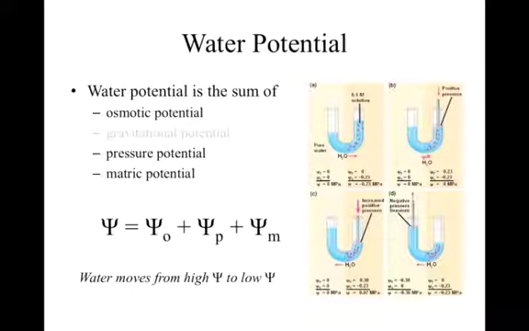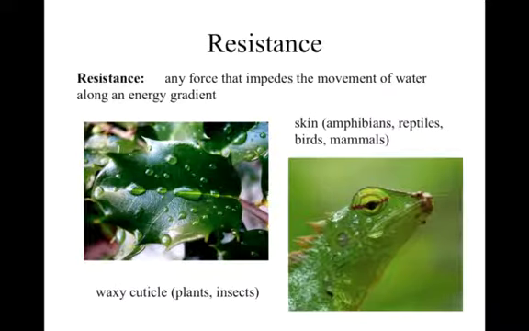But in general, water moves from high potential to low potential. And so it doesn't just move along high osmotic to low osmotic or high pressure to low pressure. It actually moves along the sum of all of those, from a high overall potential to a low overall potential. And so you can get water moving against the osmotic potential if your other potentials go in the opposite direction. All right.